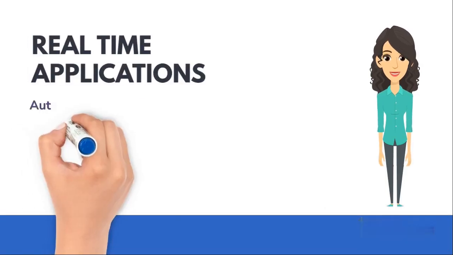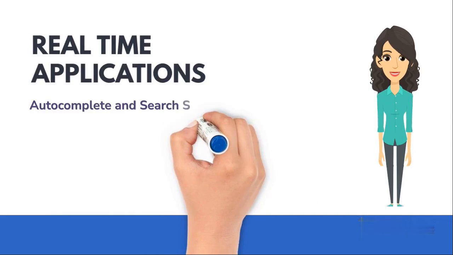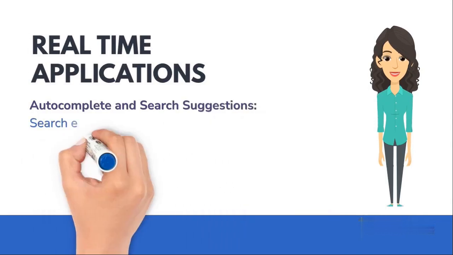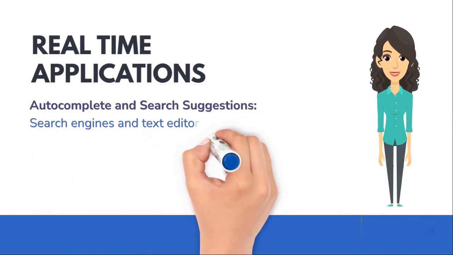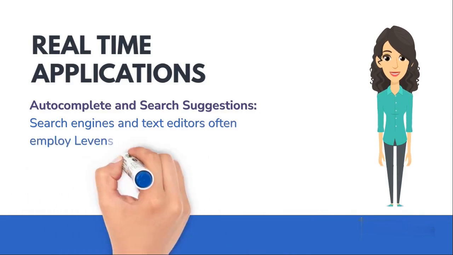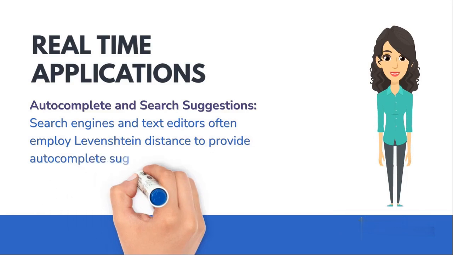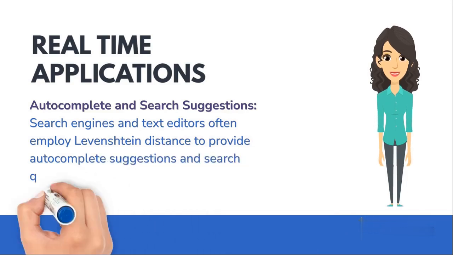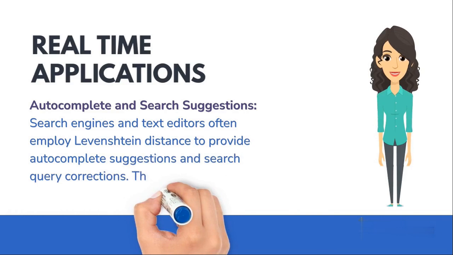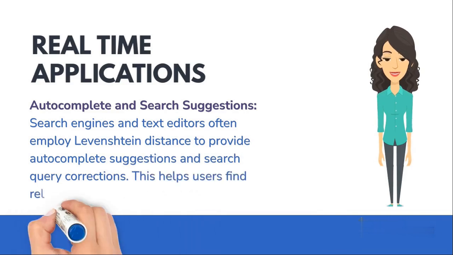Another important application is autocomplete and search suggestions. Search engines and text editors often employ Levenshtein distance to provide autocomplete suggestions and search query corrections. This helps users find relevant information more efficiently.